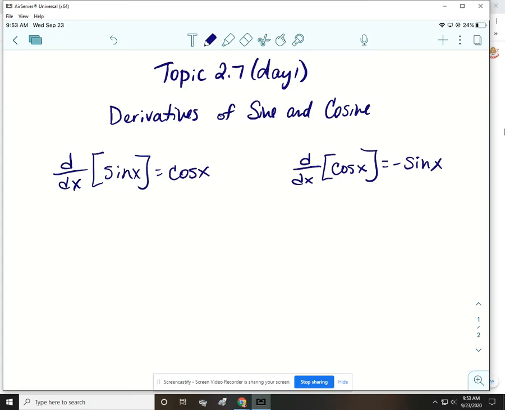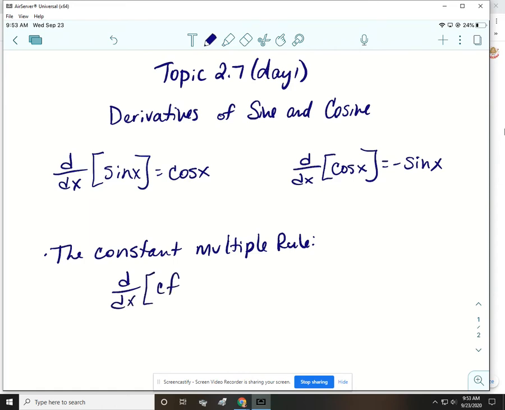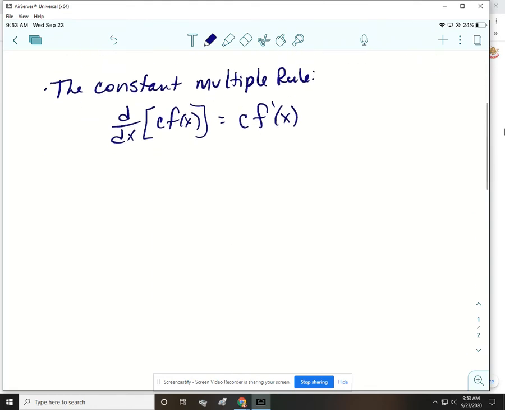I also want to just make a note of the constant multiple rule. And that's when you have the derivative of a constant times a function. That's just going to be equal to the constant times the derivative of the function. You're just going to multiply by that constant. Okay, so you're going to do a couple of examples.